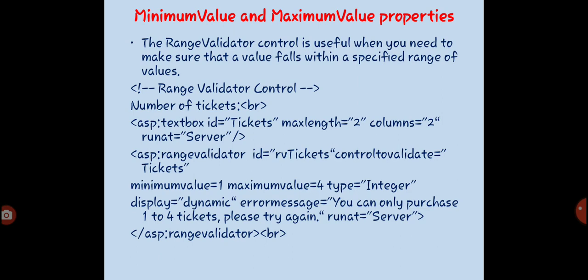Then the error message: you can only purchase 1 to 4 tickets. Please try again. Then run it as usual. It takes the value at the server, because it is a server control. I hope this is the only important part. You just understand the range validator snippet, the properties and the values. So we close the range validator and come out.